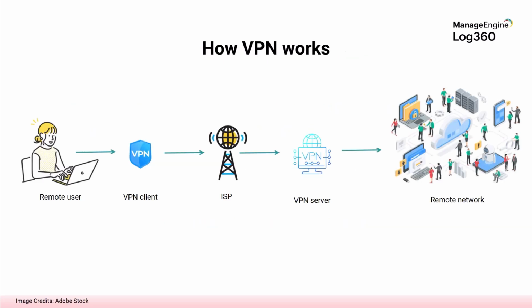Now let's explore how VPN works. The VPN architecture consists of two primary components, the VPN client and the VPN server. When a user attempts to access a remote network, the request is sent to the internet service provider via the VPN client. The VPN client encrypts the data, ensuring that the ISP cannot access it. From there, the data is routed to the VPN server, which decrypts it and forwards it to the destination server.